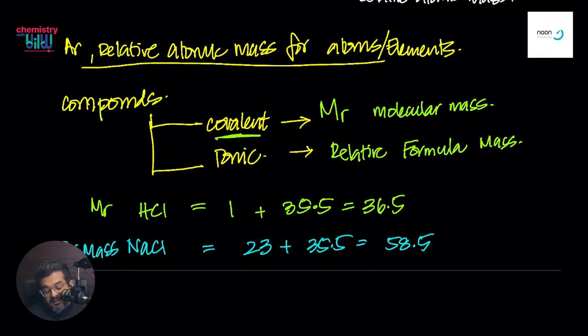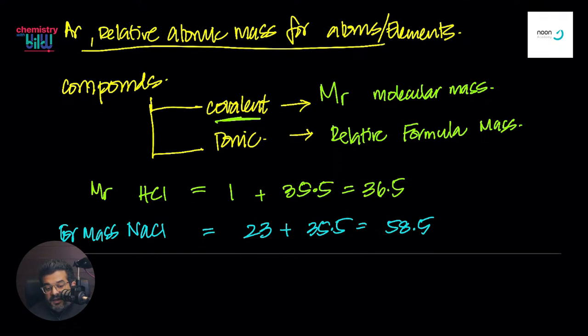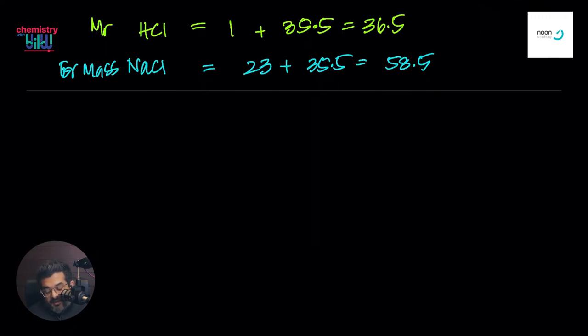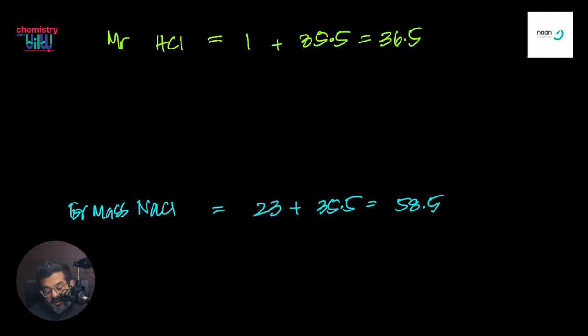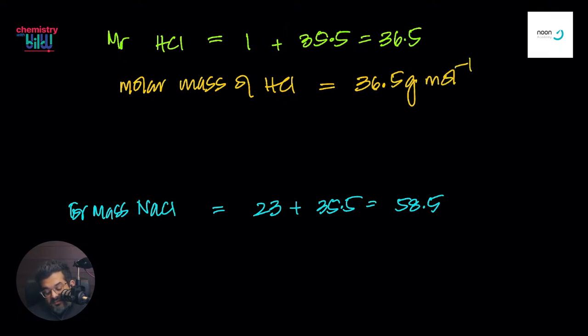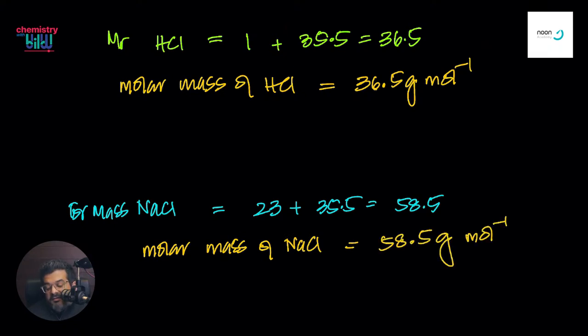Which is why if anybody has ever used Mr for ionic compounds, they've never been wrong, because the math is the same. Mr is also the sum of each atom in a molecule, and the formula mass is also the sum of each atom in the formula. So the molar mass of HCl is 36.5 grams per mole. The molar mass of NaCl is 58.5 grams per mole. The reason I say per mole is we mean one mole.